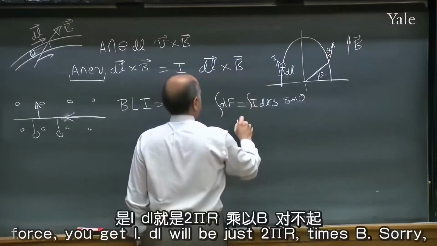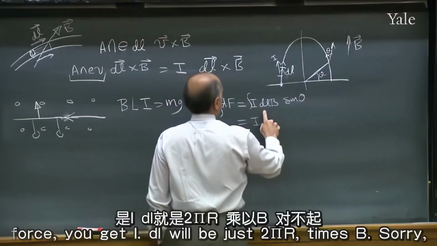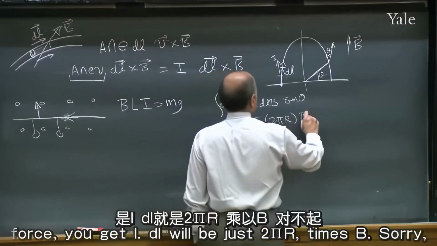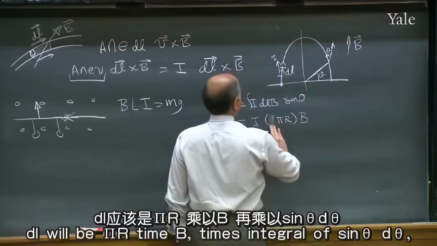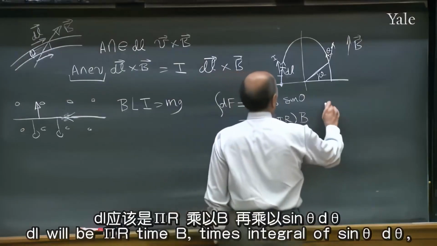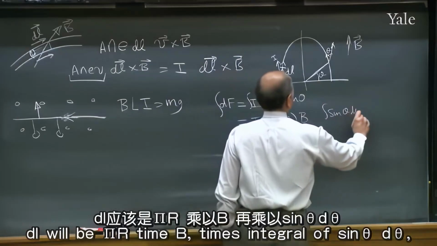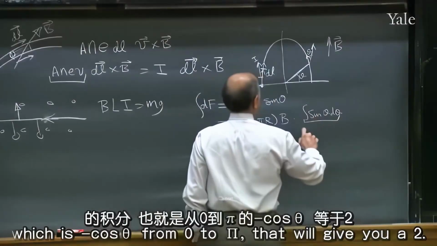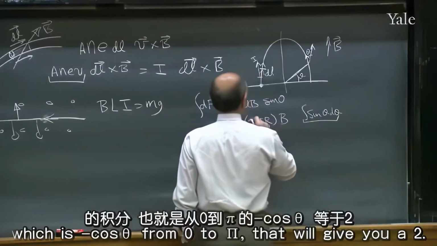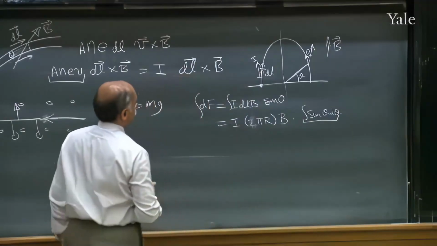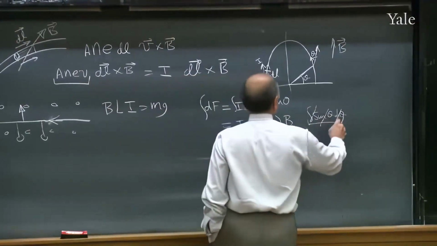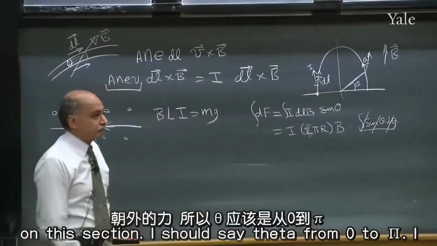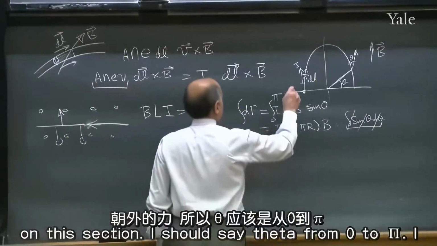Then you integrate that force, you'll get I. dl will be just 2 pi r times B. Sorry, dl will be pi r times B times the integral of sine theta d theta, which is minus cosine theta from 0 to pi. That'll give you a 2. So that'll be the force coming out of the blackboard on this section. So I should say theta from 0 to pi.